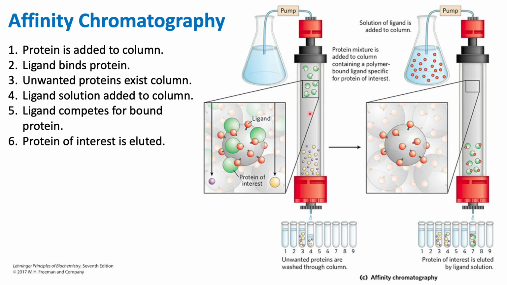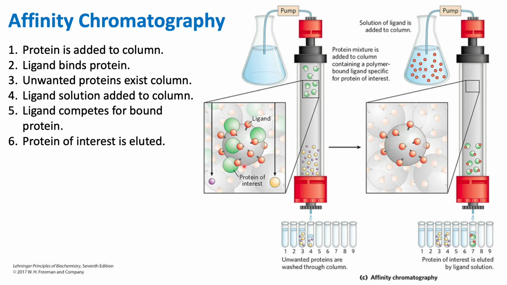Now, for example, hexokinase is able to bind to ATP. So ATP is the ligand. Now let's say this column is filled with ATP molecules. And now we add a solution of protein and we want to get rid of the unnecessary protein and we want to isolate our hexokinase. When we add in this protein solution to our column, the unnecessary proteins will wash out because they are not able to bind to the ATP. Whereas the hexokinase is going to get left behind and it's going to bind to that ATP.